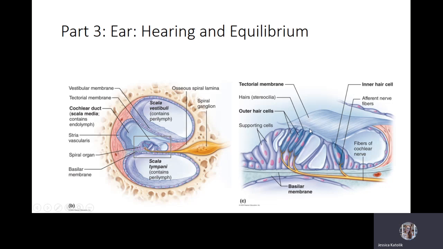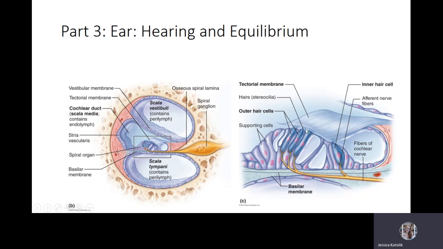When the pressure waves actually travel through the cochlea, there will be times where the basilar membrane will vibrate back and forth with those pressure waves. As the basilar membrane vibrates back and forth with those pressure waves, it will actually push the spiral organ into the tectorial membrane. The tectorial membrane is going to stay stationary, and because of this vibration and this stationary structure of the tectorial membrane, the hair cells will actually bend as a result.